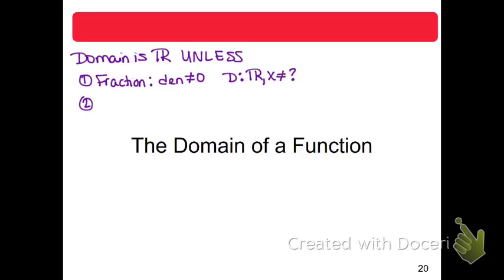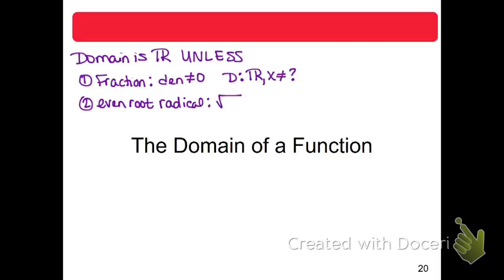Another restriction is if we have an even root radical, meaning square root, fourth root, 10th root, 100th root, as long as it's even. I wrote radius, sorry, I was talking and doing this radical. All right, any even number as the root. So I'm just going to use the square root as one.